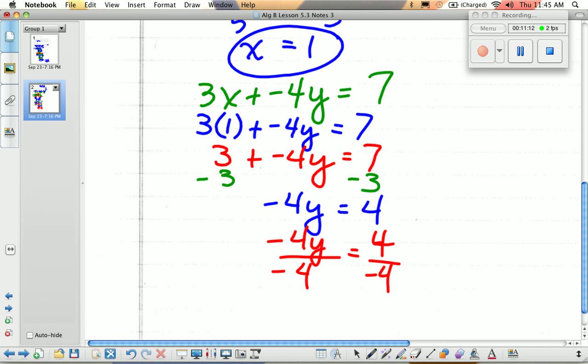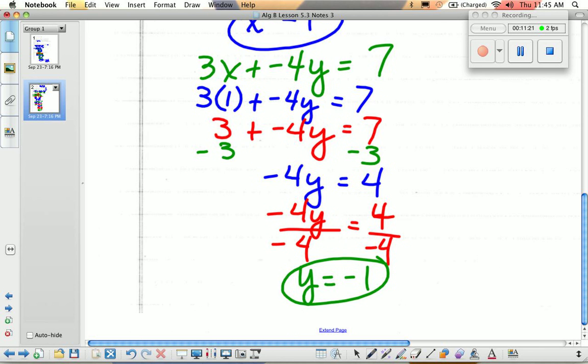What does y equal? Negative 1. Okay, I have a question for you. Is the solution 1, 1, or 1, negative 1? 1, negative 1. Okay, answer.